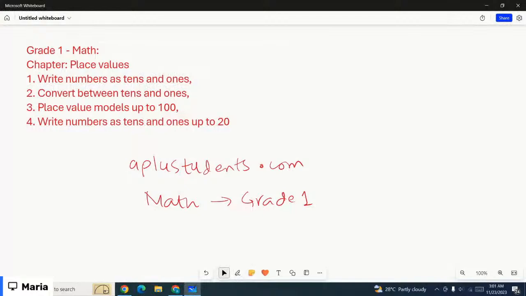We're going to start with the chapter place values, and the lessons we're going to cover today are write numbers as tens and ones, convert between tens and ones, place value models up to 100, and write numbers as tens and ones up to 20. So please make sure you have your notebook and pencil so that you can note down the important examples and definitions as well. Let's just start with the lesson.